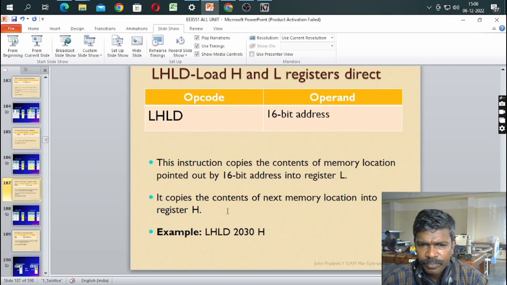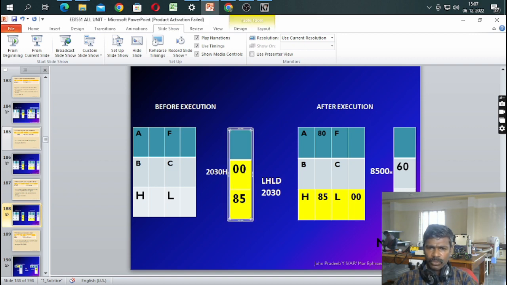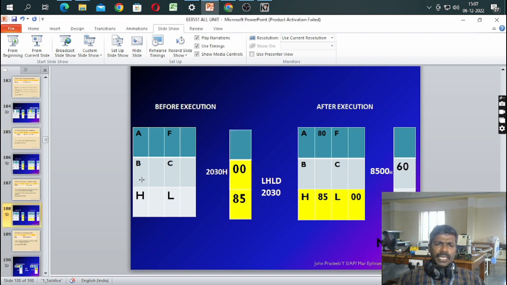So this is an example of execution. LHLD 2030 means 2030 has some data, 00. This 00 is moved to the L register. The next location, 2031, has the data 85. So it is moved to the H register.